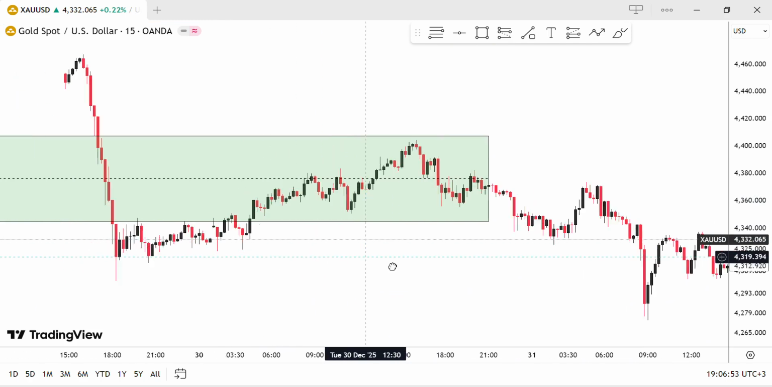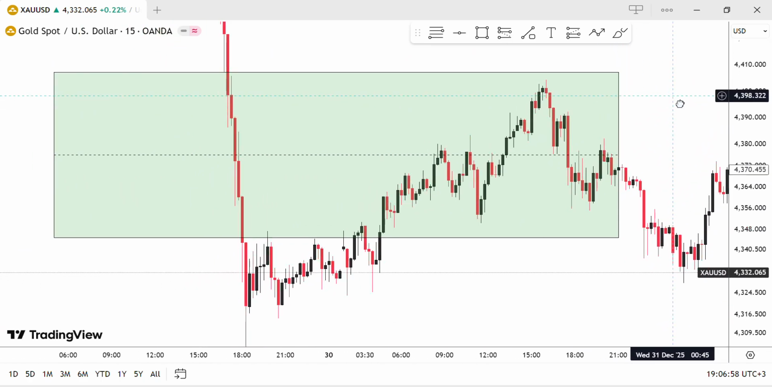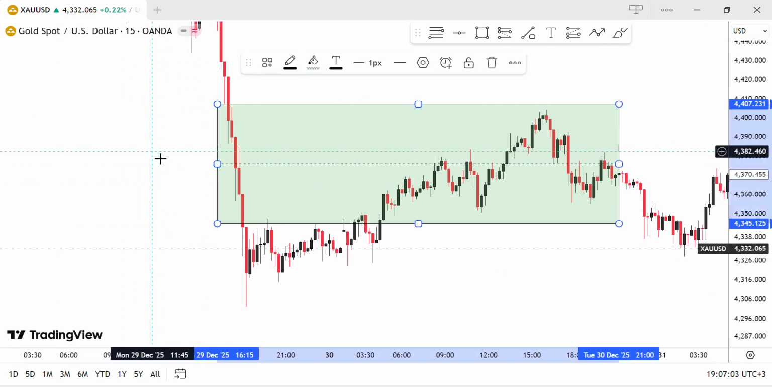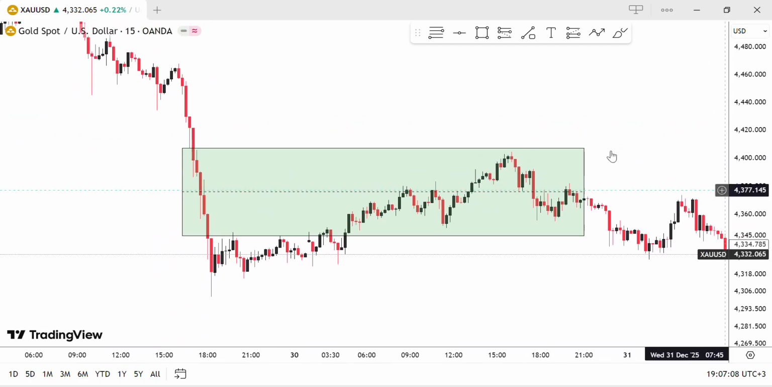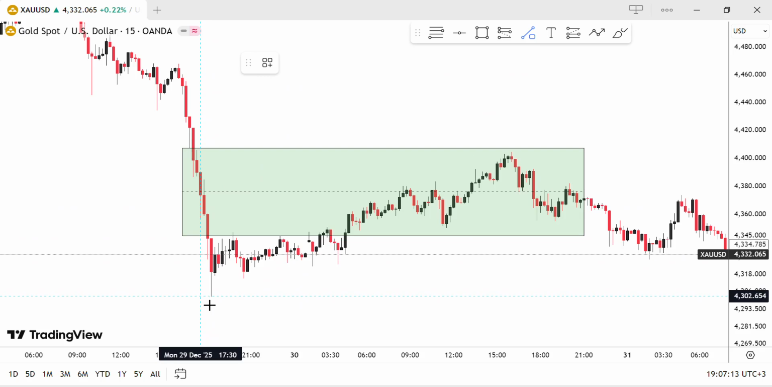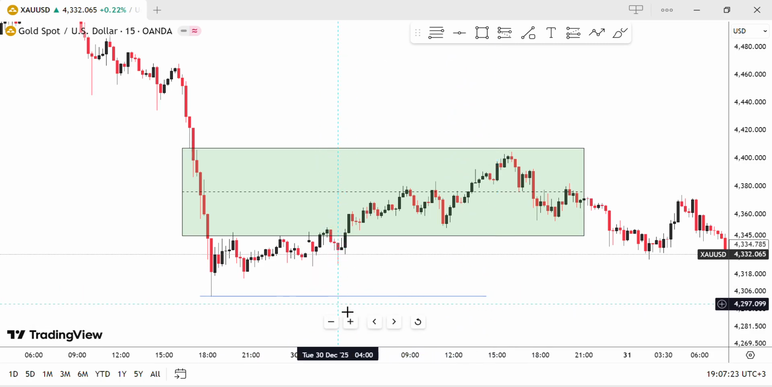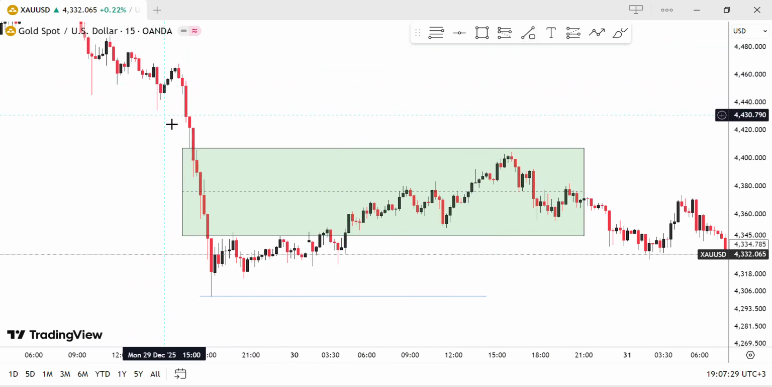So this is where the retracement took place. This is our fair value gap. When you look at this retracement, the retracement started from here. We can see there's no liquidity swept below this point, and then you have to find the last break of structure here.